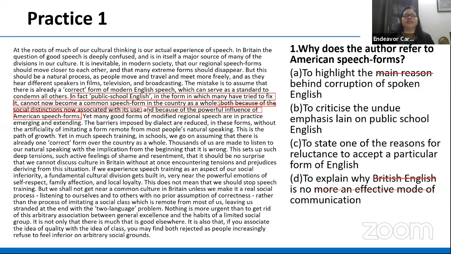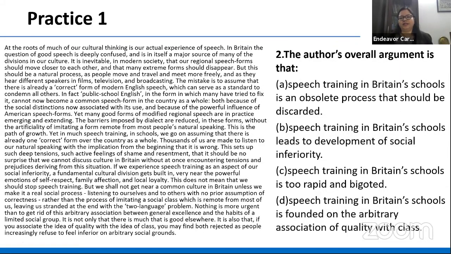Okay, so since we've discussed the passage, the other question should be very easy. Let me clear this. Question 2, a quick look at it. What is the author's overall argument here? Let me read the options for you. Speech training in Britain's schools is an obsolete process that should be discarded. Is he criticizing speech training? Look at this line. This does not mean that we should stop speech training. He's not against it. The way in which you're going about it, that's incorrect.